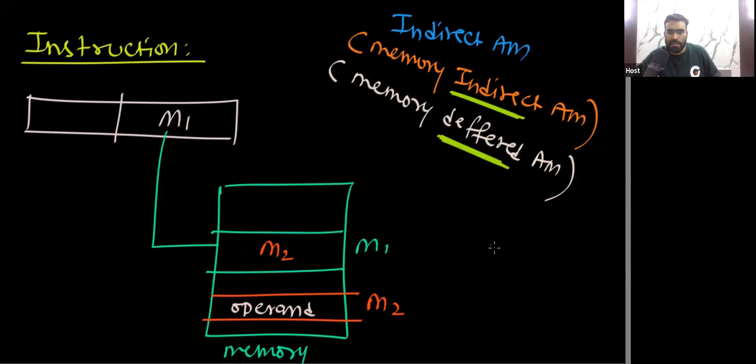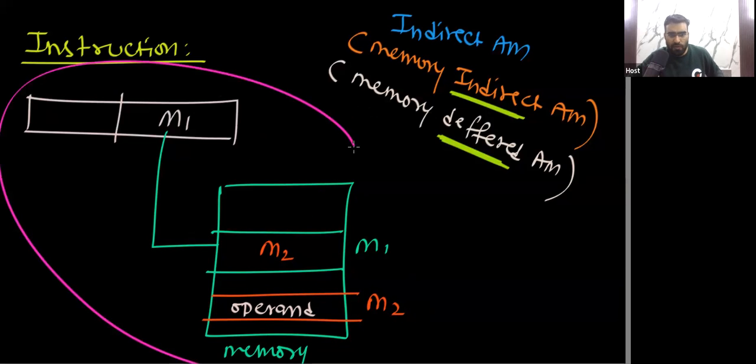Okay, so remember a very simple point: in the instruction we will put a memory address. If you go to that memory address, you will get another memory address. If you go to that, then you will find your operand. Okay, so this is the idea. So this is your indirect addressing mode.